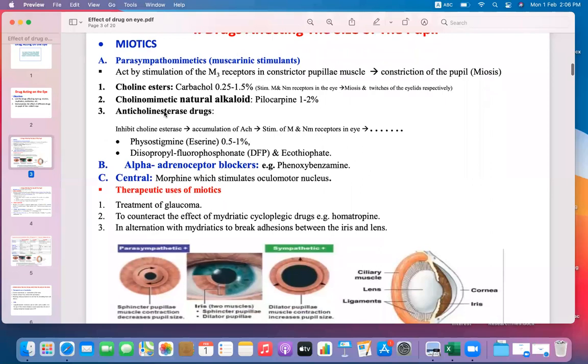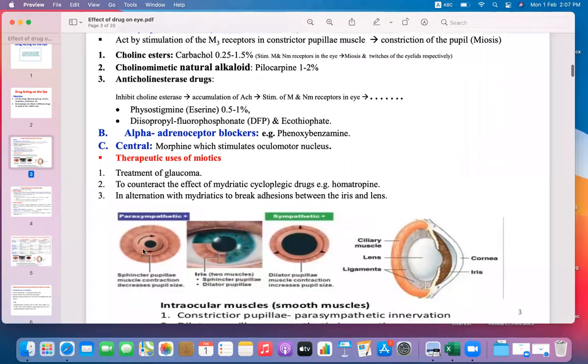increased. If you see the initial structure here, the first one, the pupil, which is black colored, if the size is decreased, we can say meiosis. And if you see here the black portion, the pupil size is increased. So this is the main difference between meiosis and mydriasis. To understand the terms: meiosis, the pupil size decreased, and mydriasis, the pupil size is increased.